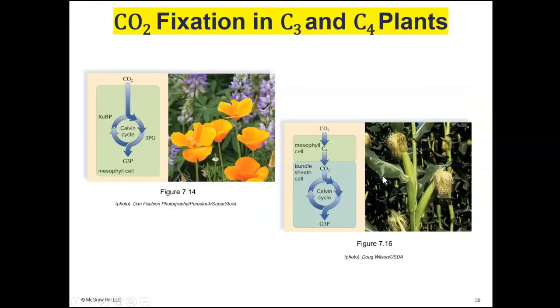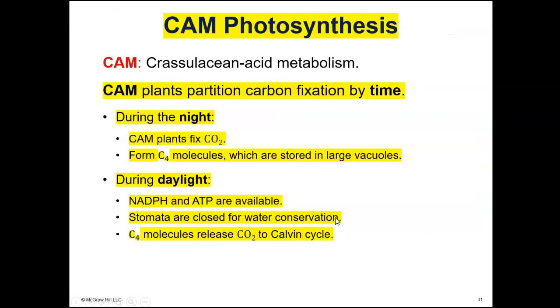Okay, so in this way, it prevents the wasteful reaction of oxygen building up when the stomata are closed and combining with RuBP. Carbon dioxide is able to combine with RuBP in the bundle sheath cells, and oxygen does not build up there. Corn is an example of a C4 plant.